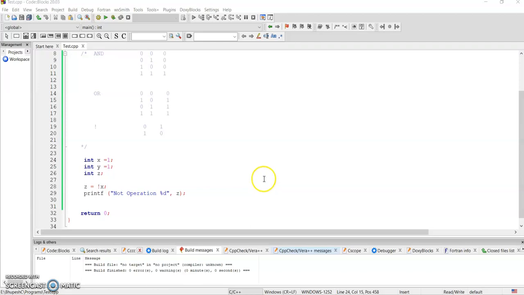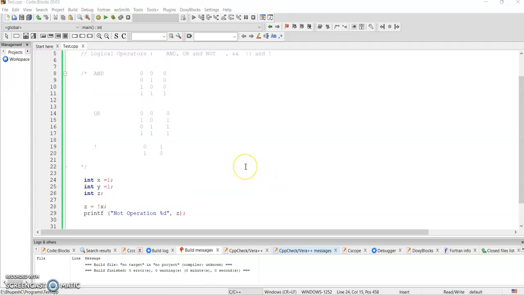Welcome back. In the previous session, we discussed the logical operators: the AND operator, OR operator, and NOT operator. Just revisiting: for the AND operator, whenever both values are true, or both values are 1, we have 1, otherwise everything is 0. For the OR operator, if either of them is 1, then it is 1. And for NOT, if it is 0, it becomes 1, and if it is 1, it becomes 0.